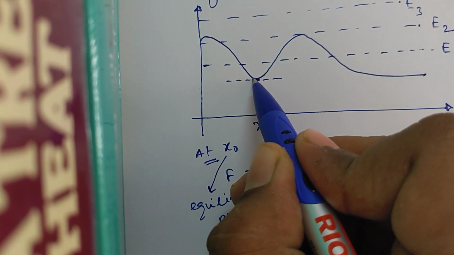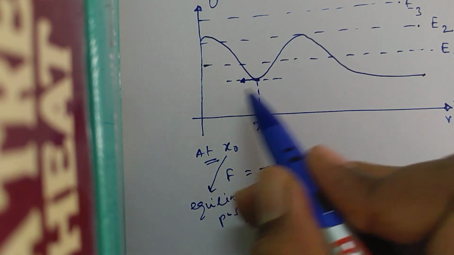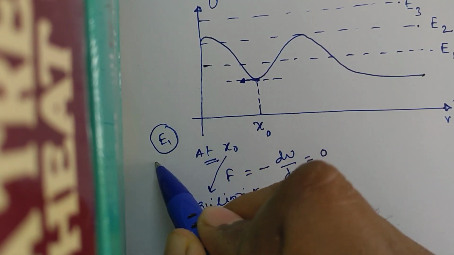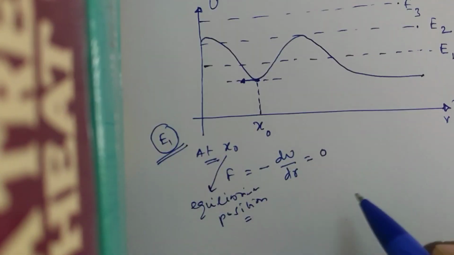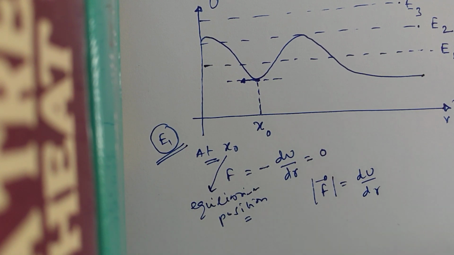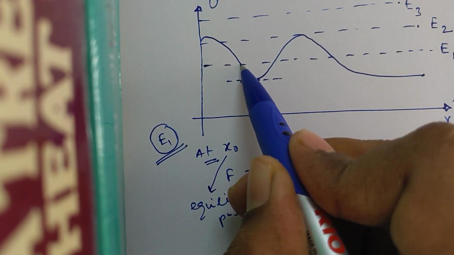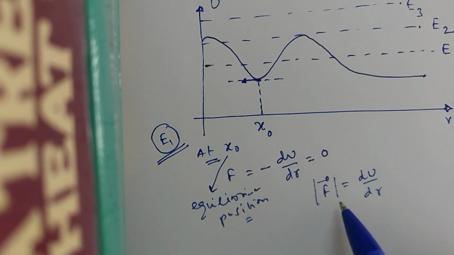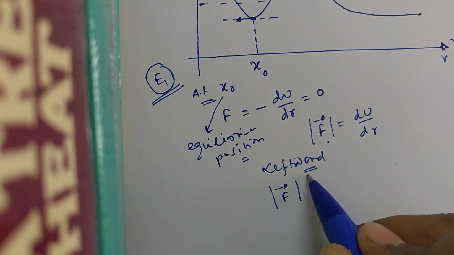If we disturb the particle a little bit in the leftward direction, and we are now analyzing for total energy E1, then from this relationship we have already written that mod of F is equal to dU/dr. Eliminating the negative sign here, we have taken the mod. So the slope is increasing in the leftward direction, so the magnitude of the force is increasing as you move leftward. When the particle is proceeding leftward, mod of F is increasing.